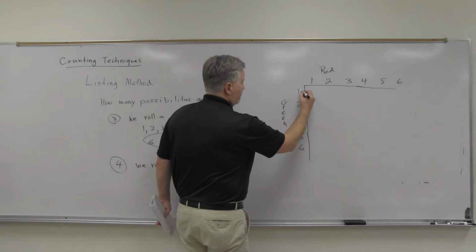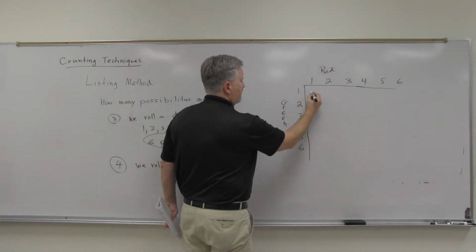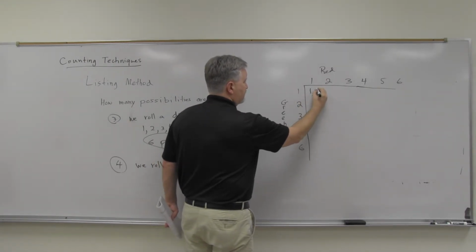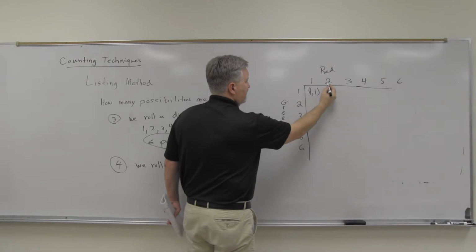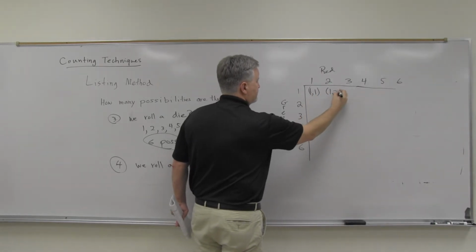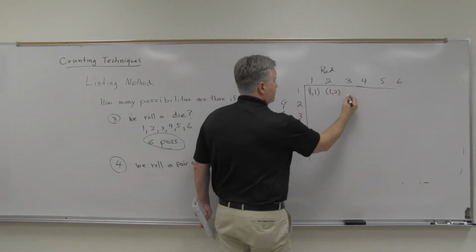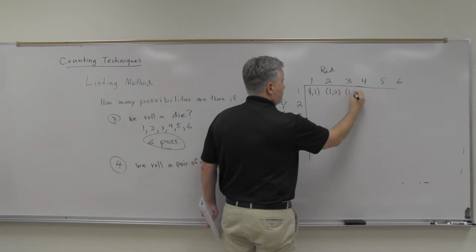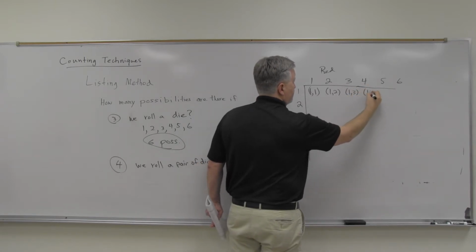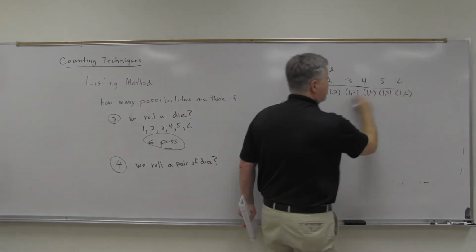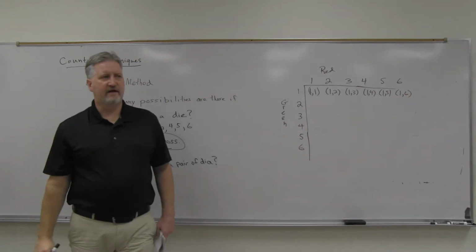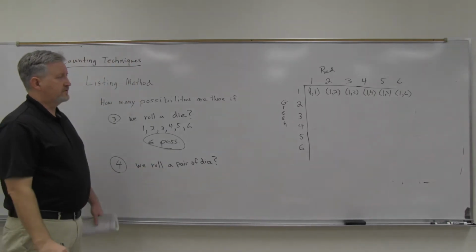So if I've got a green, that's 1, and then a red, that's 1. That roll is a 1, 1. So I've got a 1 on the green, 1 on the red. Then for this next one, I've got a 1 on the green, 2 on the red, so I've got 1, 2. Then 1, 3, 1, 4, 1, 5, 1, 6. So just list them in pairs like that. One way we could do this.